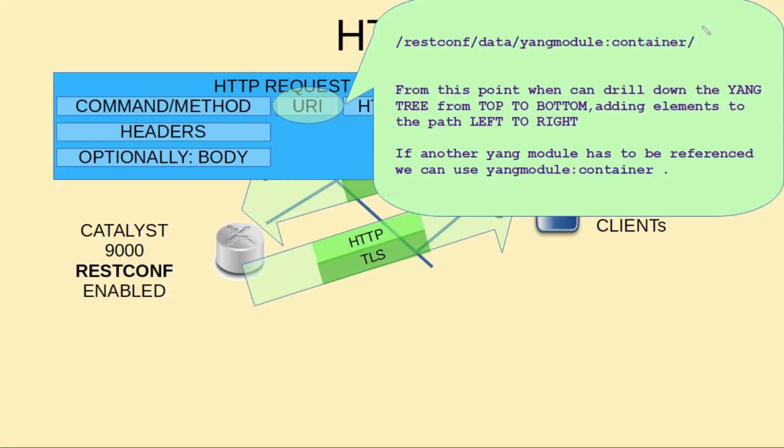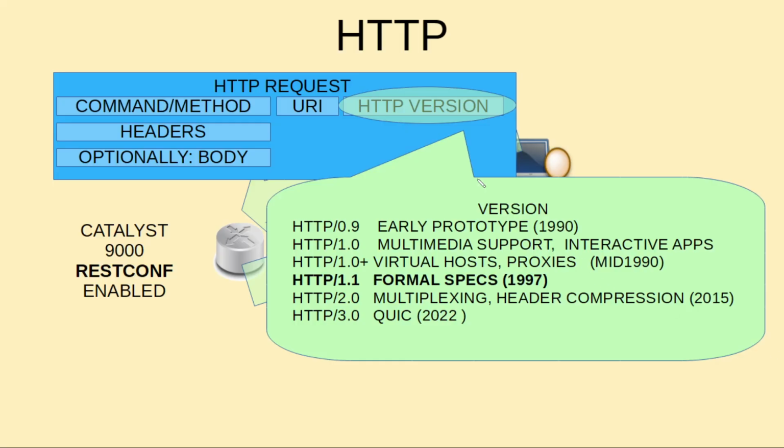From this point on, we can map Yang resources to a path by drilling down the Yang tree from top to bottom, adding elements to the path from left to right. If another Yang module has to be referenced, we can use the URN Yang module and container. Next field, HTTP version. We have several HTTP versions out there. Most of the time we will use HTTP version 1.1.